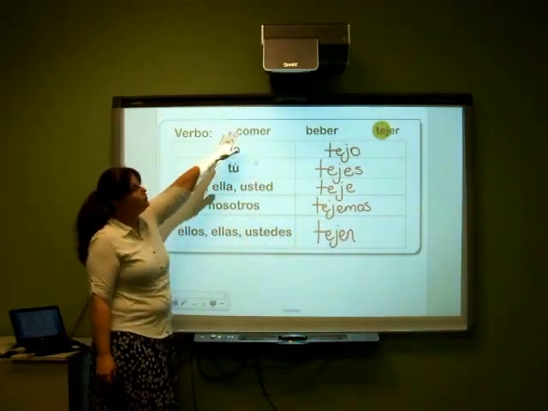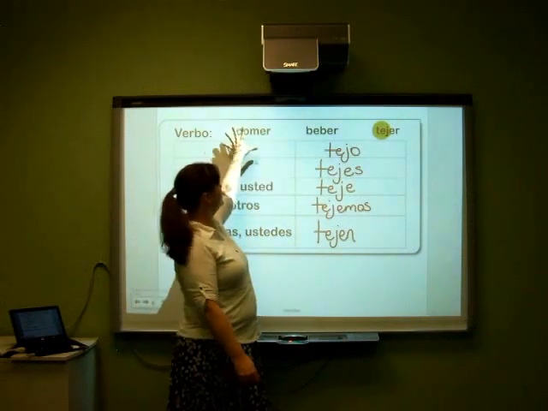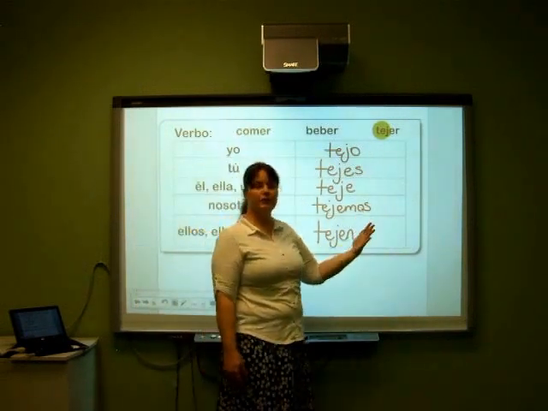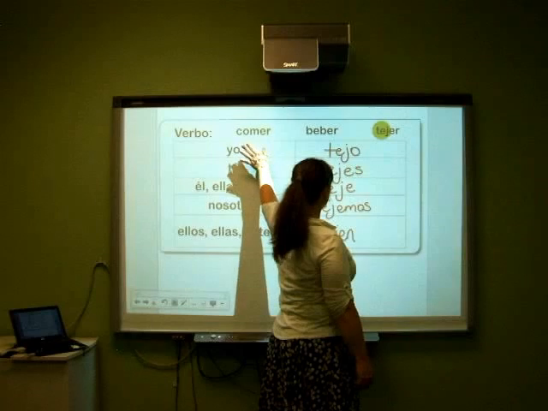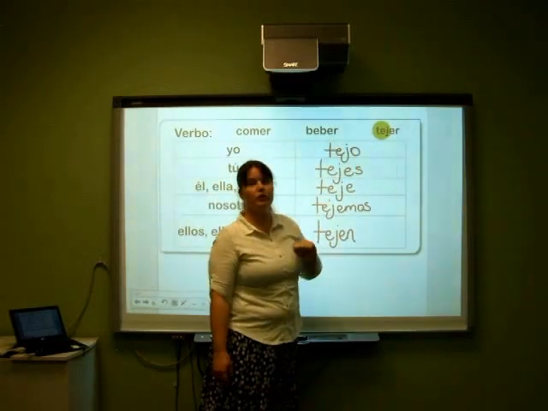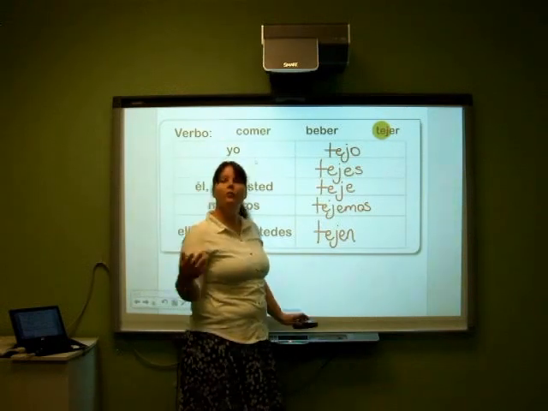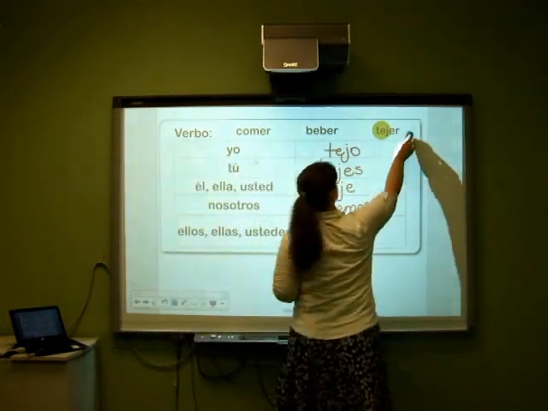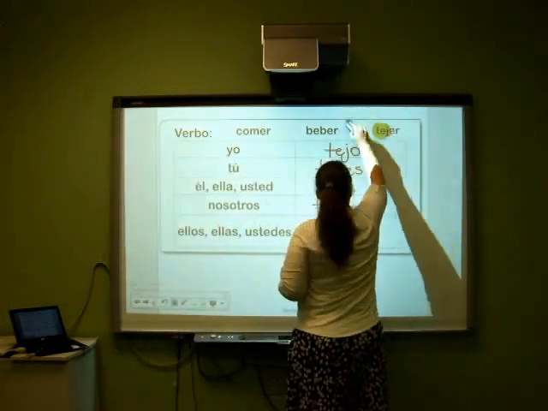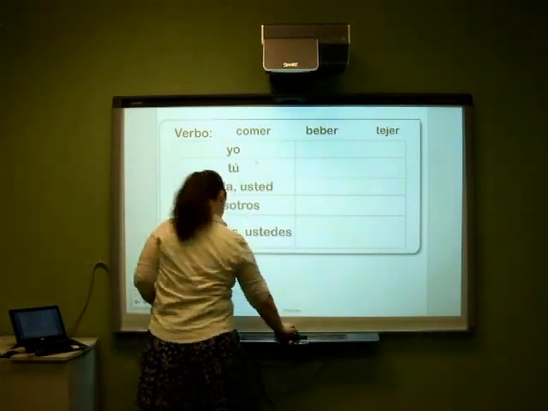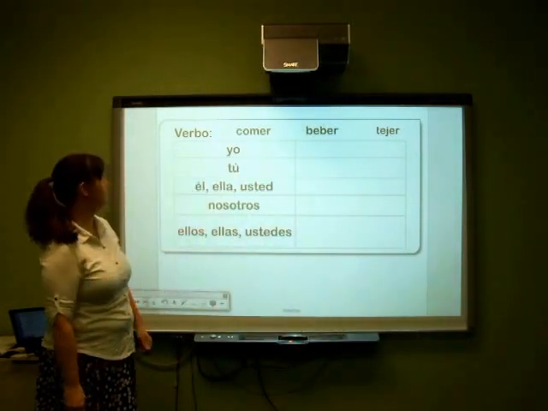This shows you that you can use a regular verb, comer, beber. These are common verbs that we use every day to eat, to drink, or a more uncommon but still regular verb, tejer, which means to weave or to knit. Okay, let's continue on.